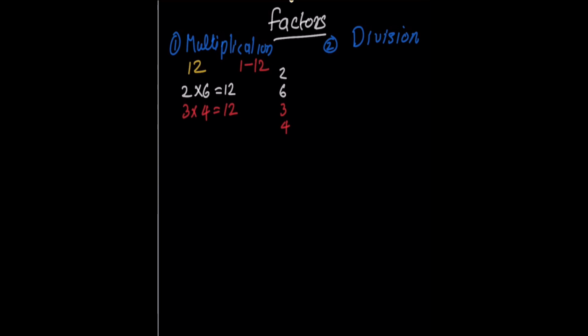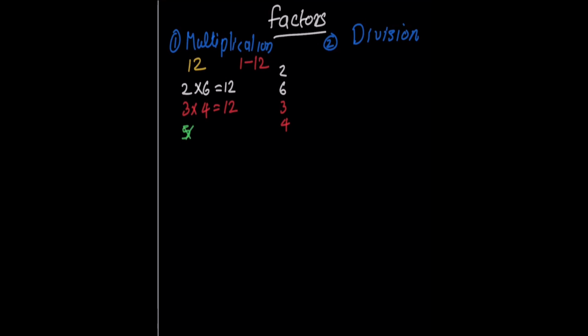Then, check in the table of 5. There is no 12 in this table. So, 5 is not a factor. We have seen 6 is a factor of 12. We have seen it already. Then check 7. There is no 12 in the table of 7. So 7 is not a factor of 12. Check 8. No 12. So 8 is not a factor. Check 9. No 12. So 9 is not a factor. Check 10. No 12. So 10 is not a factor. Check 11. No 12. So 11 is not a factor.